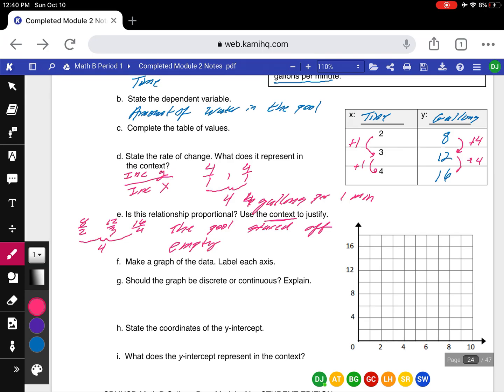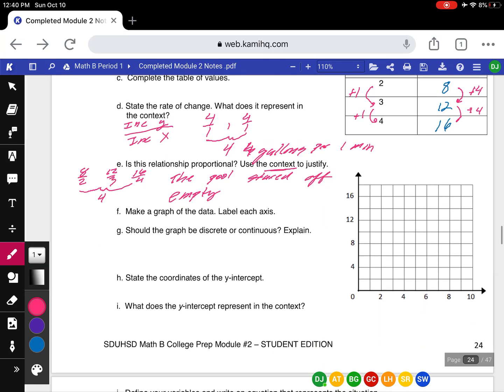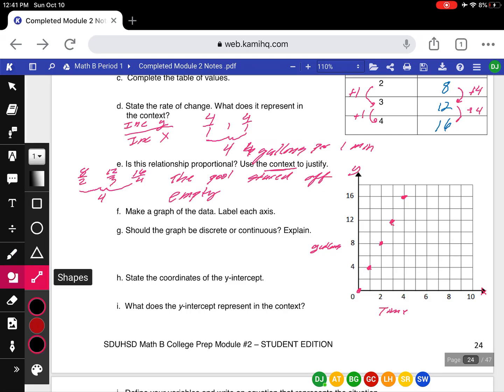Now it says make a graph of the data, label the x and y axes. Well, like we said, x is our horizontal one going left and right, while y-axis is our vertical. And this would be time, and this would be gallons. So at 0 minutes, there's 0 gallons. At 1 minute, there's 4 gallons. 2, there was 8. 3, there was 12. 4, there was 16. Now we need to decide, is this discrete or continuous?